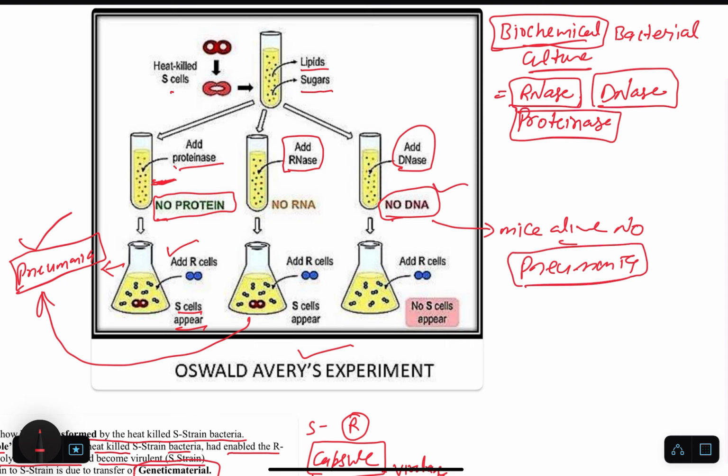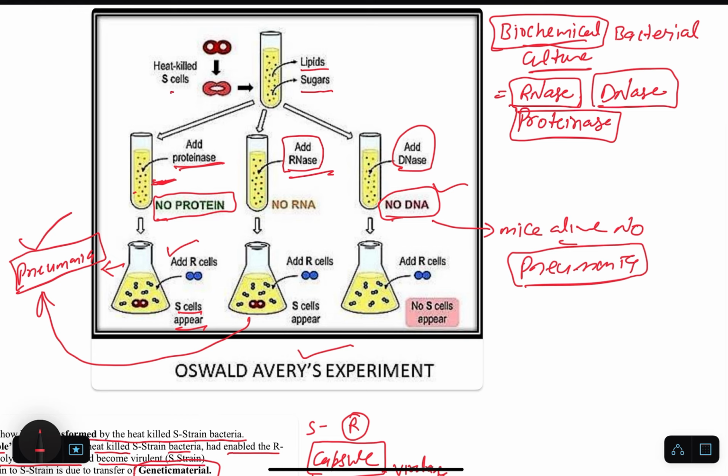Means first they used proteinase, which degrades the protein, and they injected the RNA as well as DNA into the mice with the R type, and they found that mice die with pneumonia. That's why it is clear that the protein does not cause any change. Again, they used RNase, and proteins and DNA are in living form, and mice again got the pneumonia and die.